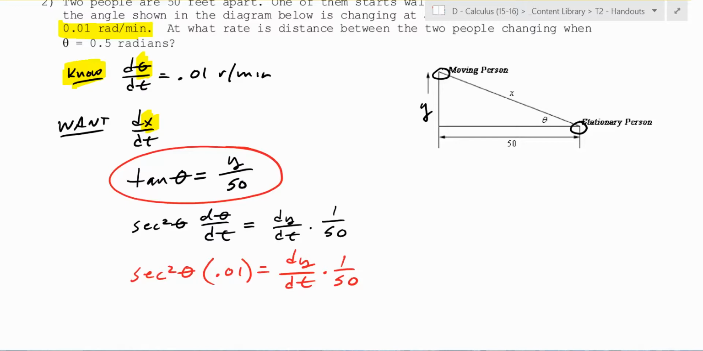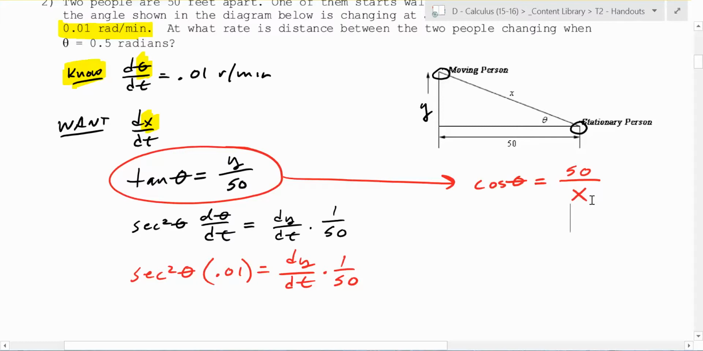Instead of using tangent, what could we use? I love that, yeah. So cosine of θ is equal to what, Sarah? Adjacent over hypotenuse, exactly. So it would be good to write this as 50 times x to the what? X to the negative 1. So now take the derivative of this, and what do you get?